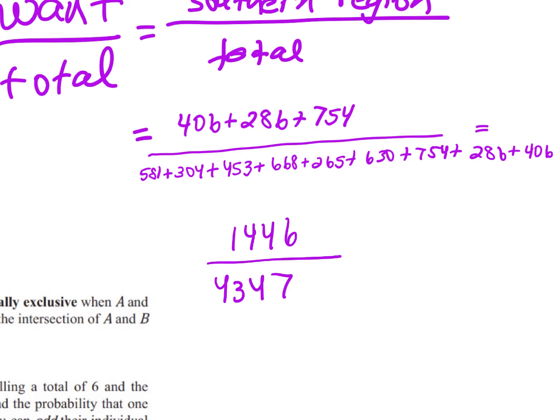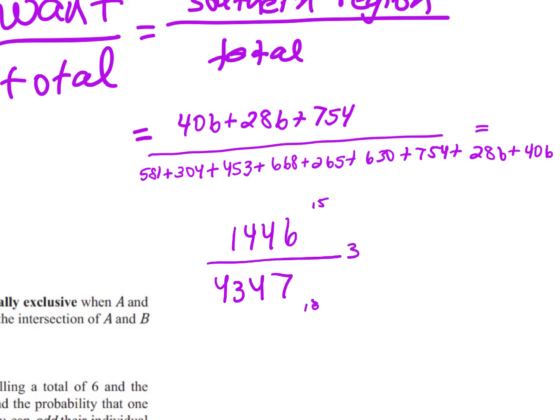But what do I have to make sure of? I have to make sure it's simplified. Can I divide this by 2? No. Can I divide it by 5? Can I divide it by 10? How would I check if I could divide by 3? What's the rule for 3? Add up the digits. 1 plus 4 plus 4 plus 6 is 15. 4 plus 3 plus 4 plus 7 is 18. Does 15 and 18 divide by 3? Yes. That means that 3 goes into these.